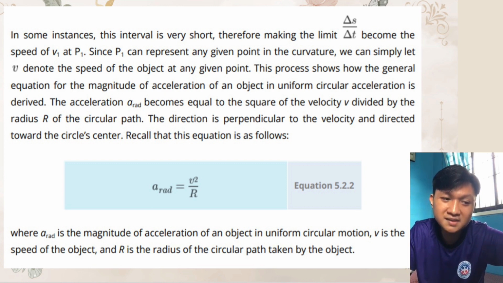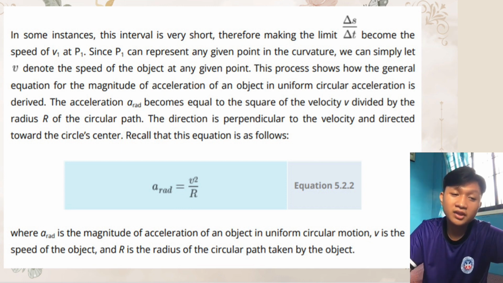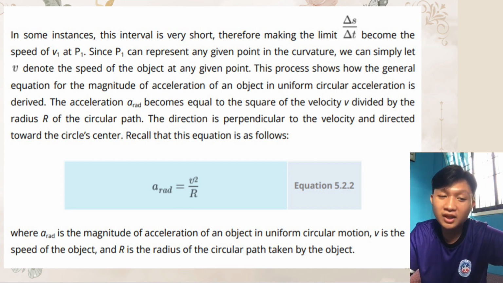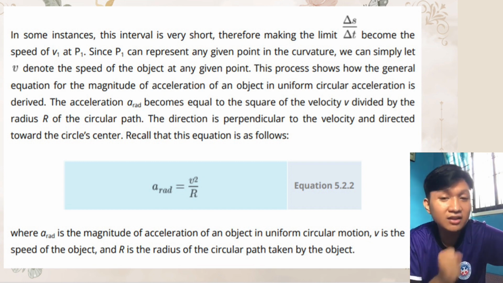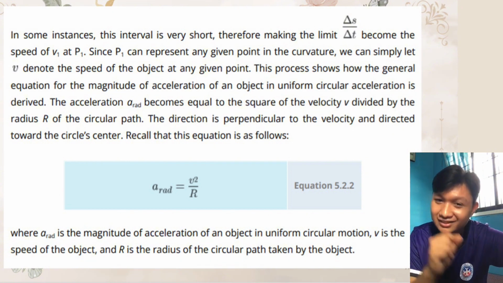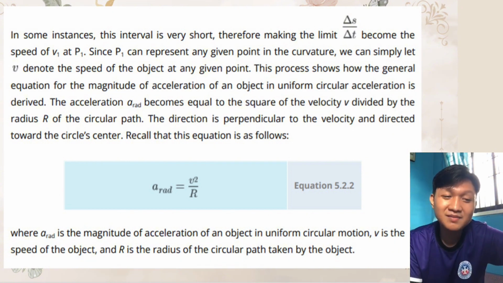At P1, since P1 can represent any given point in the curvature, we can simply let V denote the speed of an object at any given point. The process shows the general equation for the magnitude of acceleration of an object in uniform circular motion. The acceleration a sub c equals the square of the velocity V divided by the radius of the circular path. The direction is perpendicular to the velocity and directed toward the circle center.